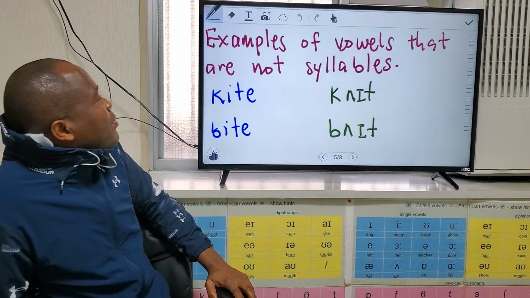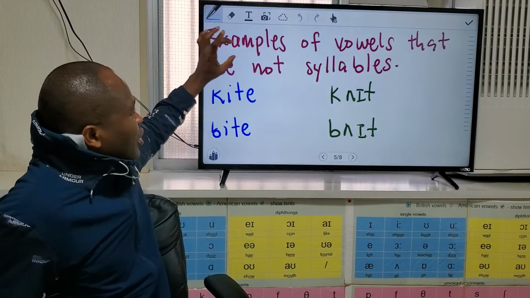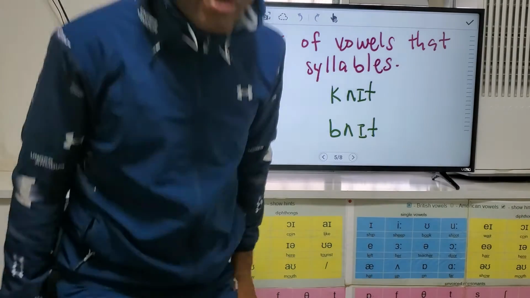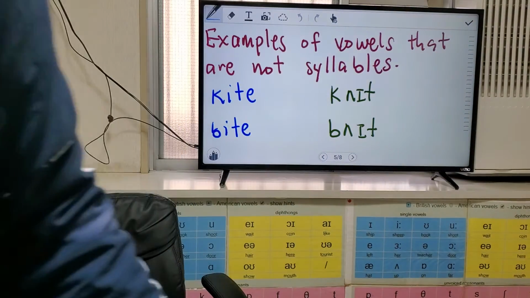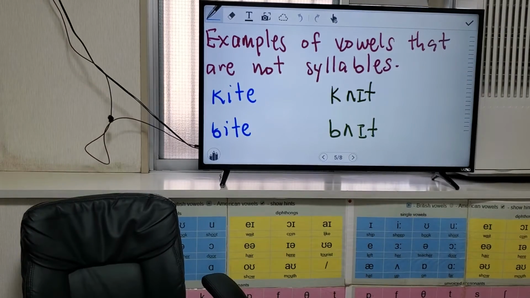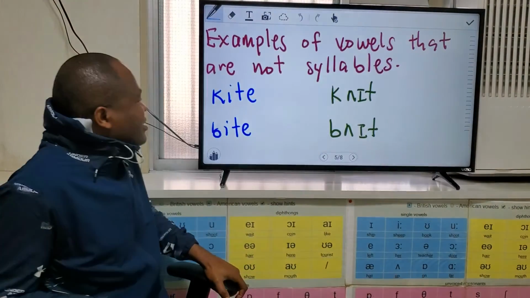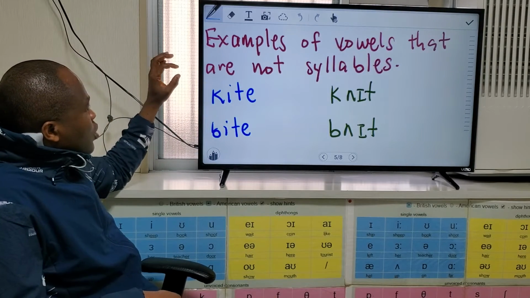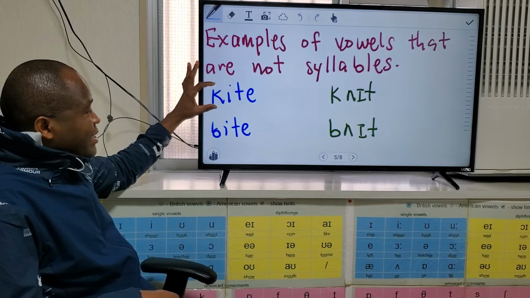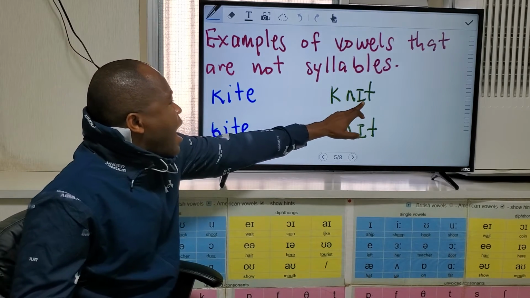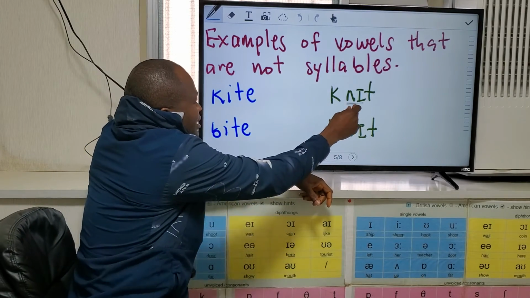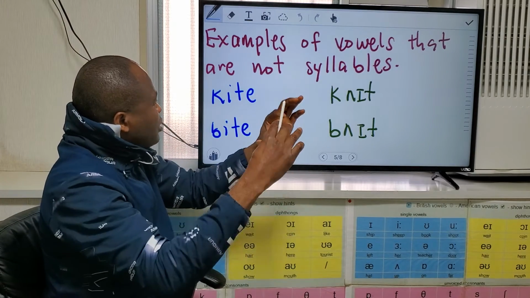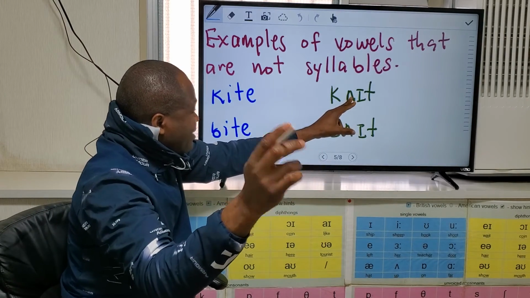Now we are looking at examples of vowels that are not syllables. If you look at these vowels that we have here, you can easily foretell that they are not a syllable. Let's go through quickly and look at it. Number one, we are looking at the word pronounced as kite, k, i, t. Remember, this is a diphthong. Diphthongs are two vowels that come together to make a unit of sound or a single sound.